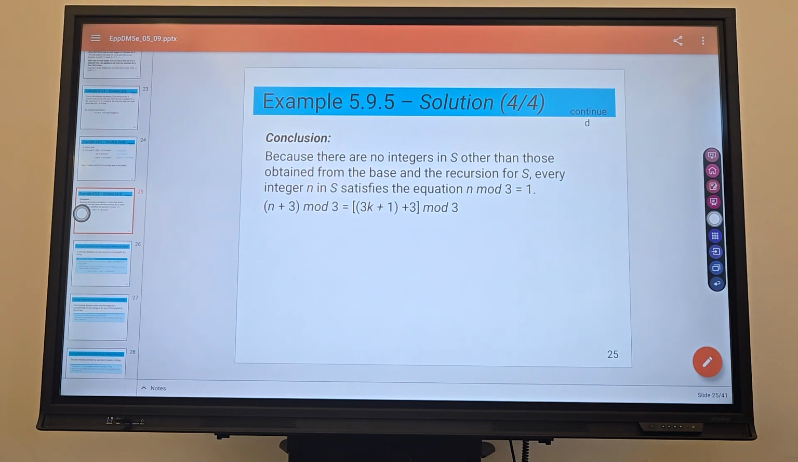Because there are no integers in S other than those obtained from the base and the recursion for S, every integer n in S satisfies the equation n mod 3 equals 1. So there you go.